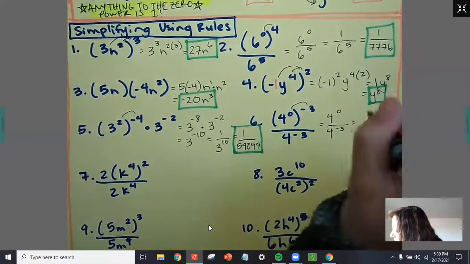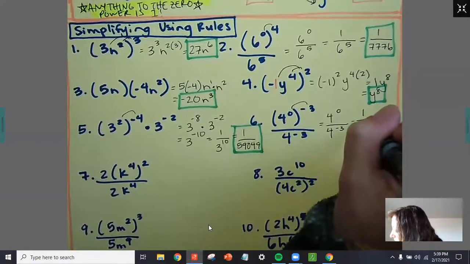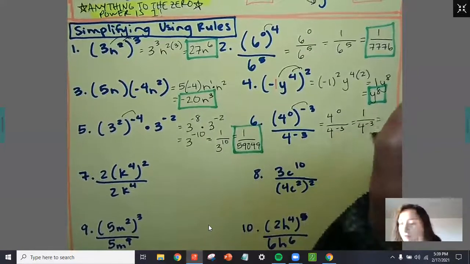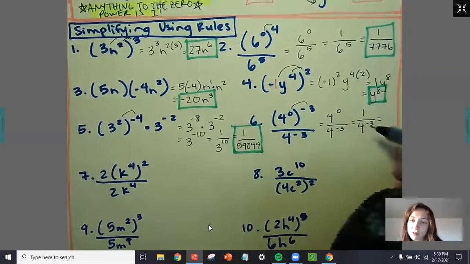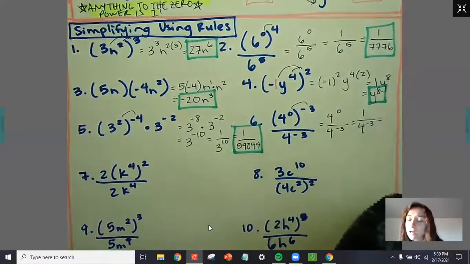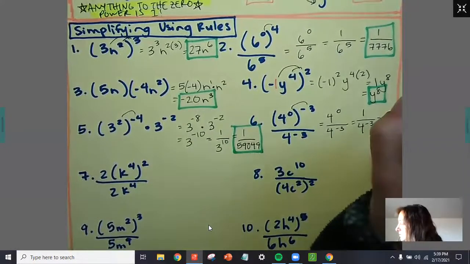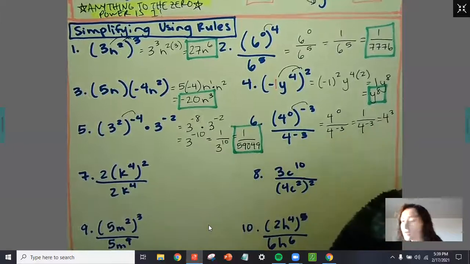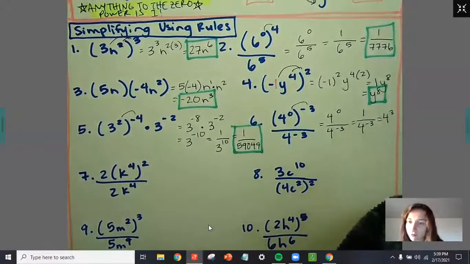4 to the 0 power is 1. And then we have this 4 to the negative third on the bottom. Anytime we have a negative exponent, we just want to change where it is. So I'm going to bring the 4 to the negative third up to the top and make that a positive exponent. So this is going to be 4 to the positive third. Technically, we have a 1 on the bottom, but we don't have to write that there.